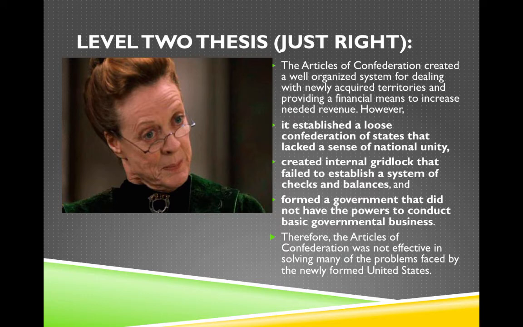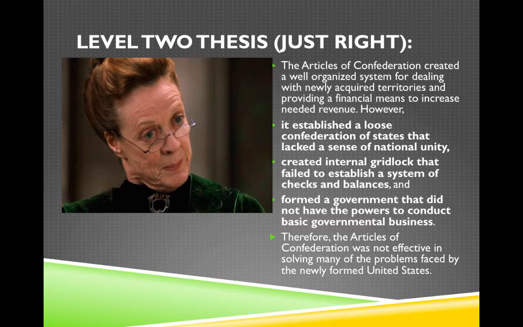However, there's something different. So here's your first organizational category. It established a loose confederation of states that lacked a sense of national unity. And now in that first body paragraph, you'll provide all of the examples that prove there was no national unity. Your second body paragraph, you'll talk about the internal gridlock, and you'll give examples of that in that body paragraph. In the third one, you'll give examples that show the government didn't have any power to conduct basic governmental business. So there are your 3 body paragraphs.